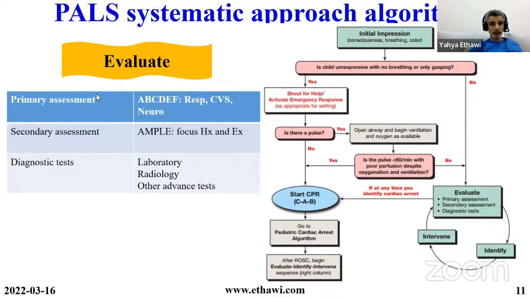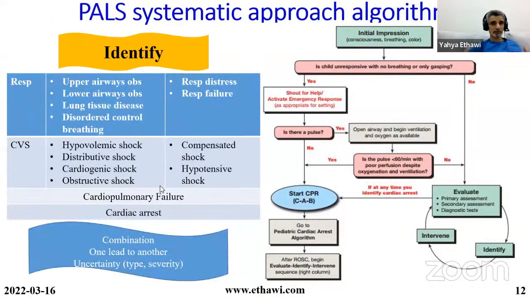When you evaluate: primary assessment, secondary assessment, diagnostic test. Primary assessment is A, B, C, D, E, F, including respiratory, CNS, and neurological. Secondary assessment uses the acronym AMPLE, which means focus, history, and exam. And diagnostic tests include laboratory, radiology, and other advanced tests. And so when you evaluate, you identify. So you identify either respiratory problem, cardiovascular problem, or both. Or we are actually in a cardiopulmonary failure, or actually we have cardiac arrest.